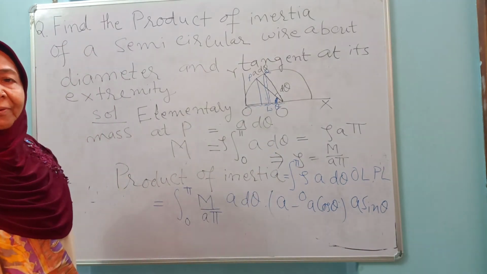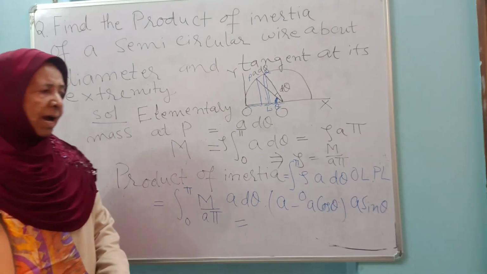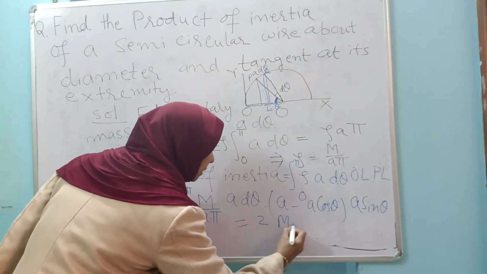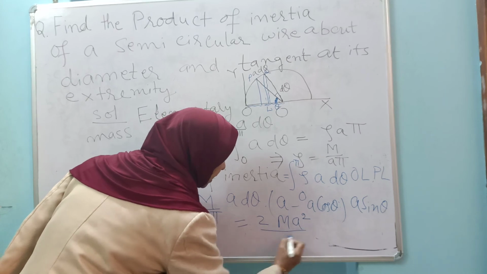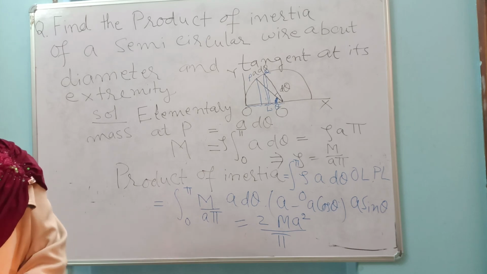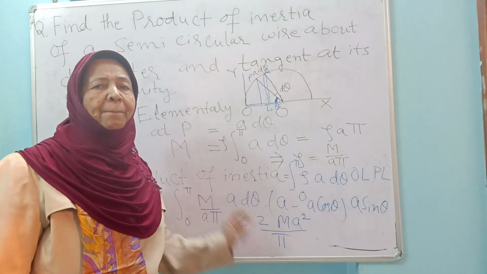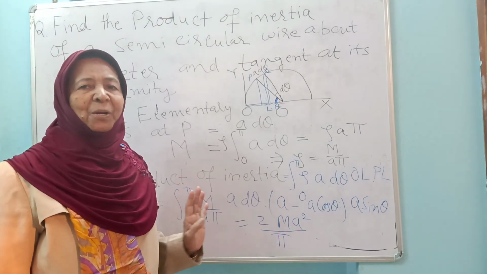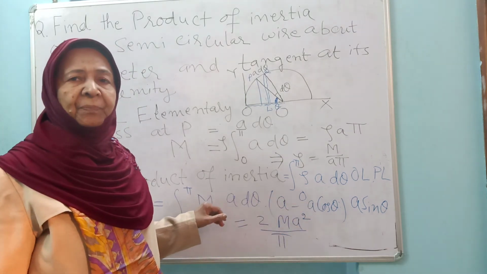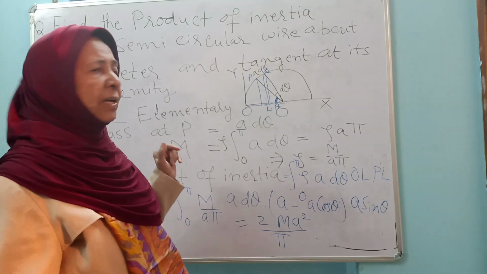Now again, a very simple integral. All of you can solve it. Split it into two parts and then integrate, and you will get the result 2 m a square by pi. I hope there is no difficulty in solving this question. The integration is very simple, and you have done this kind of integration many times.